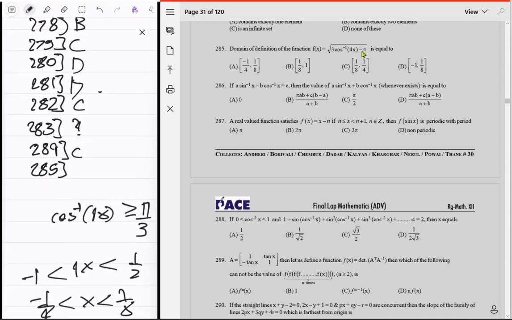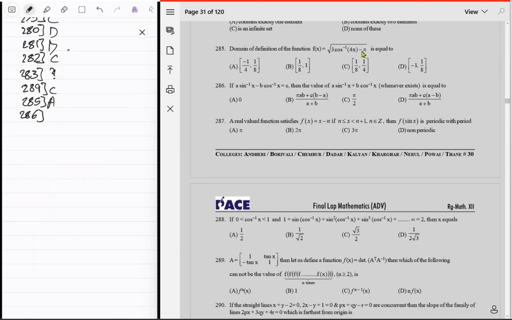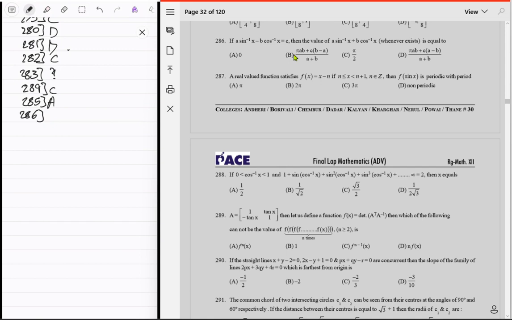286. The value of A sin inverse of x plus B cosine inverse of x, given that A sin inverse of x minus B cosine inverse of x is equal to C. The subtraction is C, then what is the addition? So we'll have to figure out what the value of cosine inverse of x is.